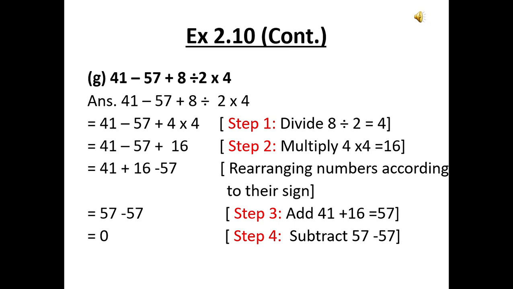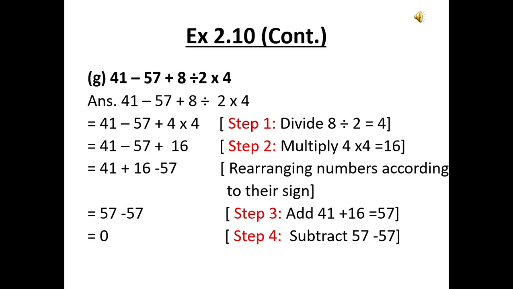Now in the third step what we are going to do is, we will rearrange the numbers which are having positive sign, for we know that the first number is always having a plus sign. Okay, and in front of 16 which sign is there? Plus sign, and in front of 57 it is minus sign. So we rearrange the numbers according to their sign, that is, we will put 41 plus 16 minus 57. Okay, because 41 is a number which is having plus sign before it, and 16 is a number which is having plus sign before it. So we will rearrange it and we will write in this form.